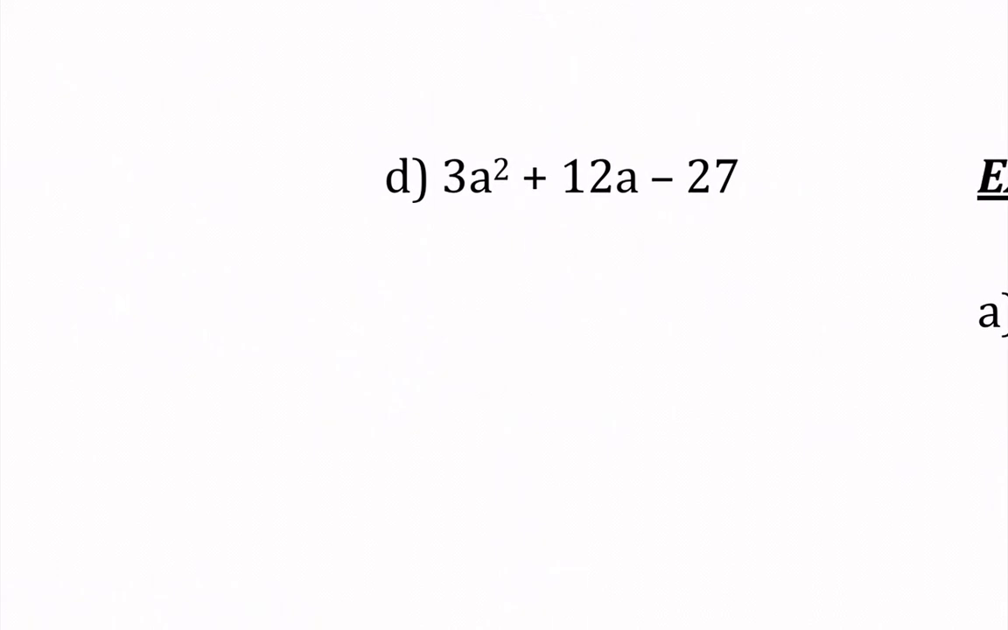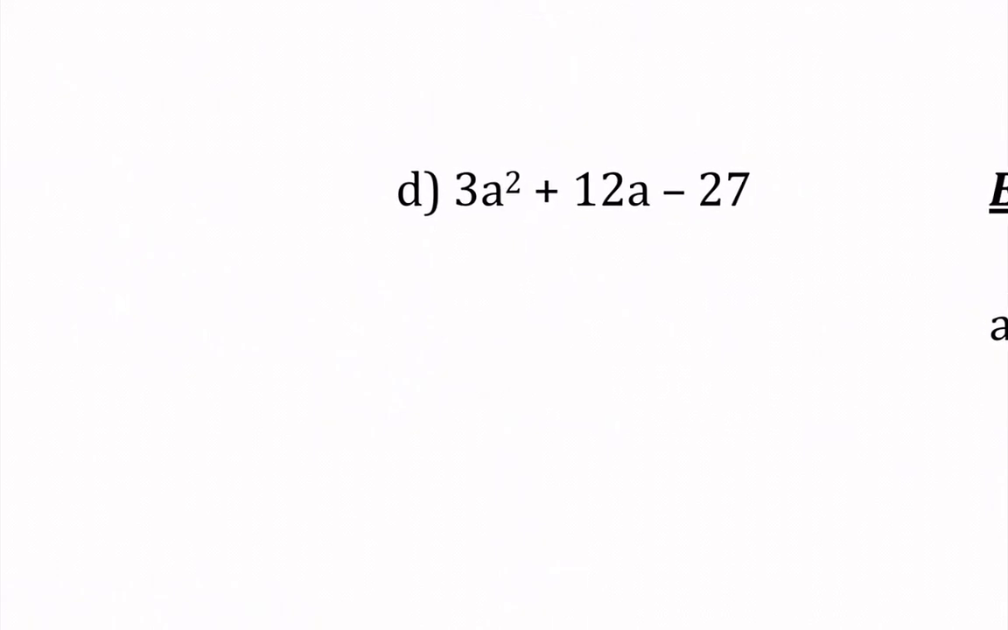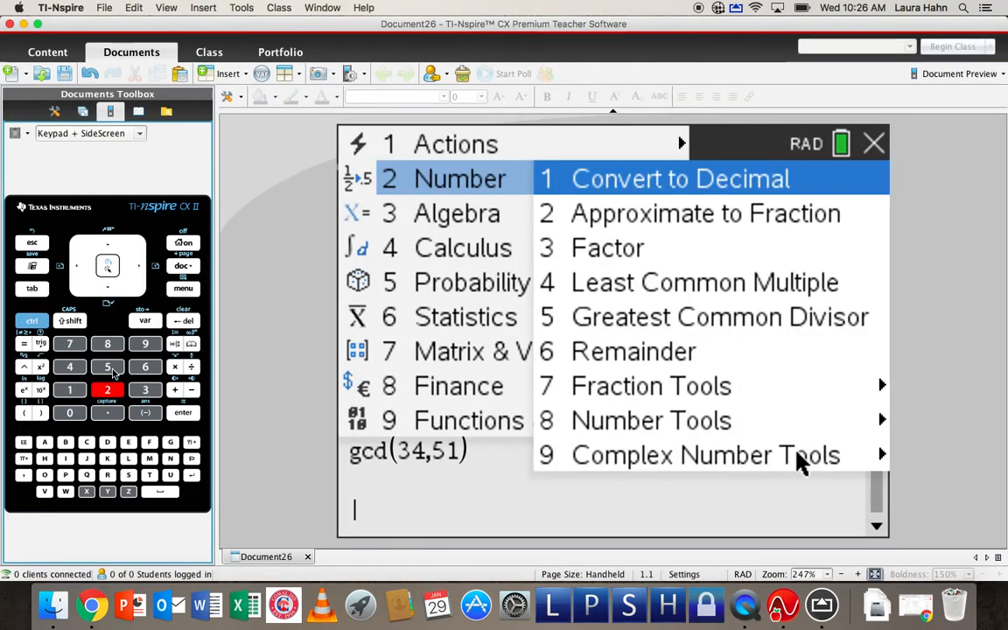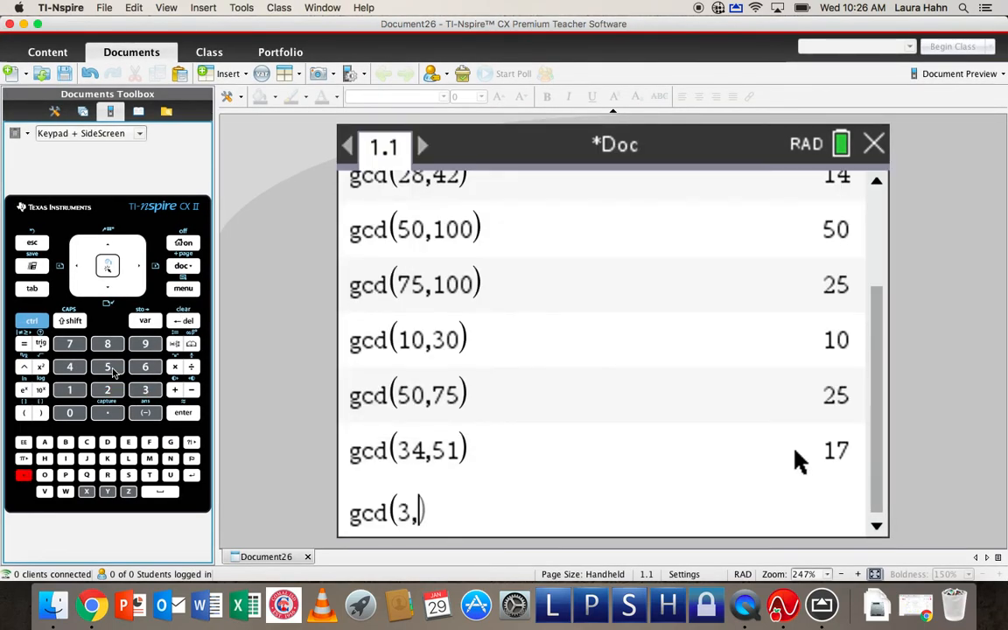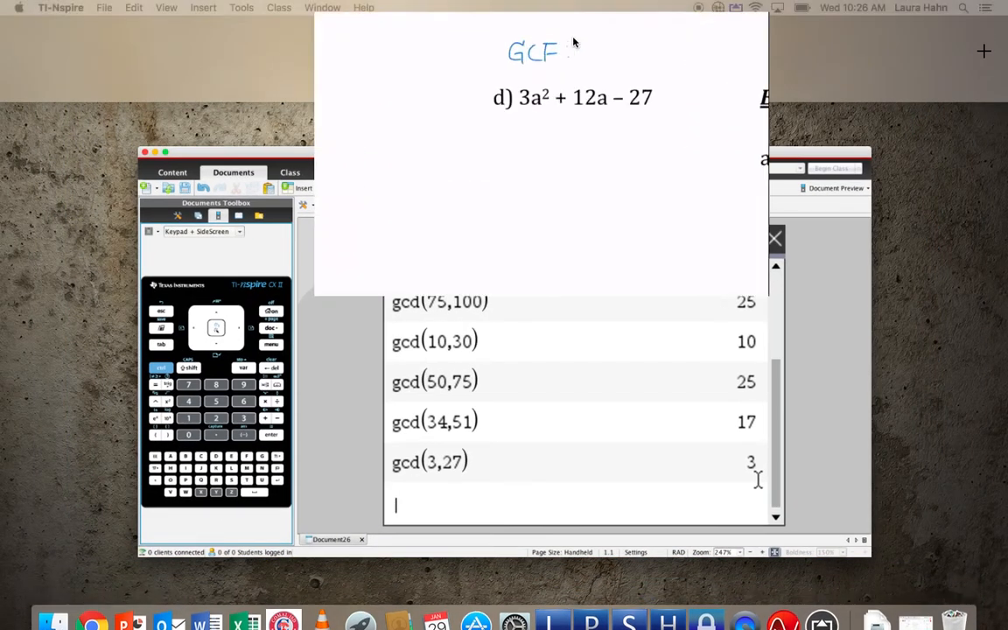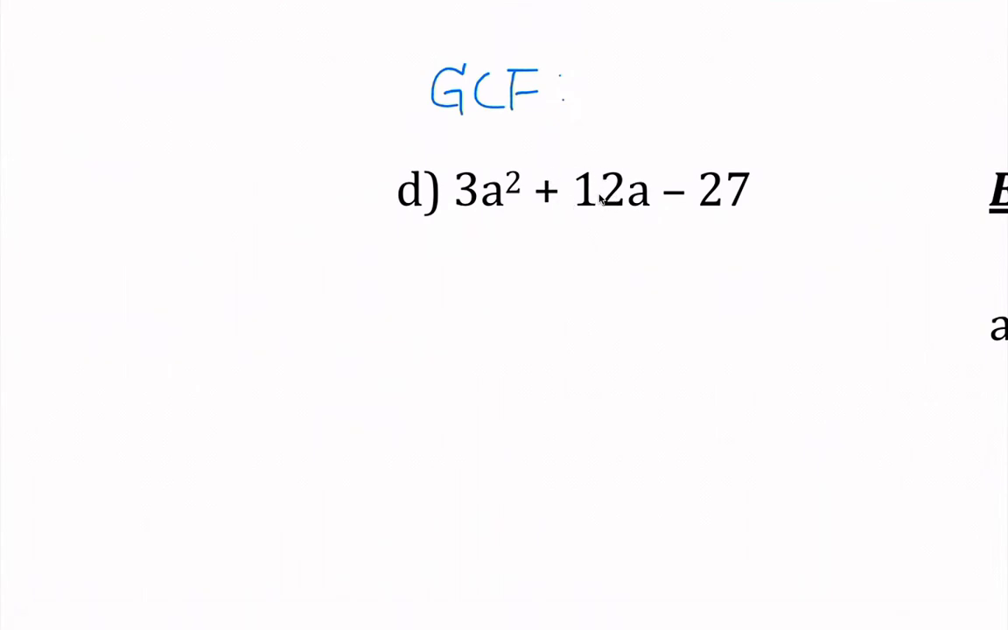Okay, so we're going to find the greatest common factor first. So there's 3 of them, so remember we're going to have to play with it. I like to start with the smallest and the biggest number, so I'm going to put in 3 and 27. Menu, number, greatest common divisor, 3 and 27. It tells me 3, so I have to make sure that 3 goes into that third number. Does 3 go into 12? Yes, it does. So 3.